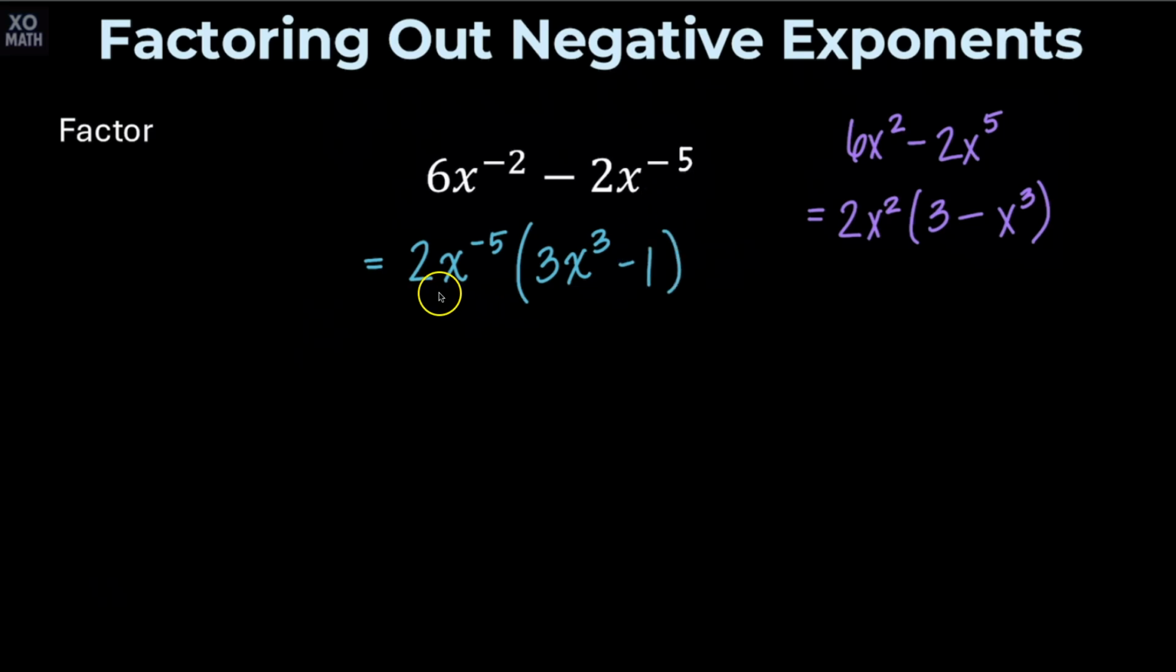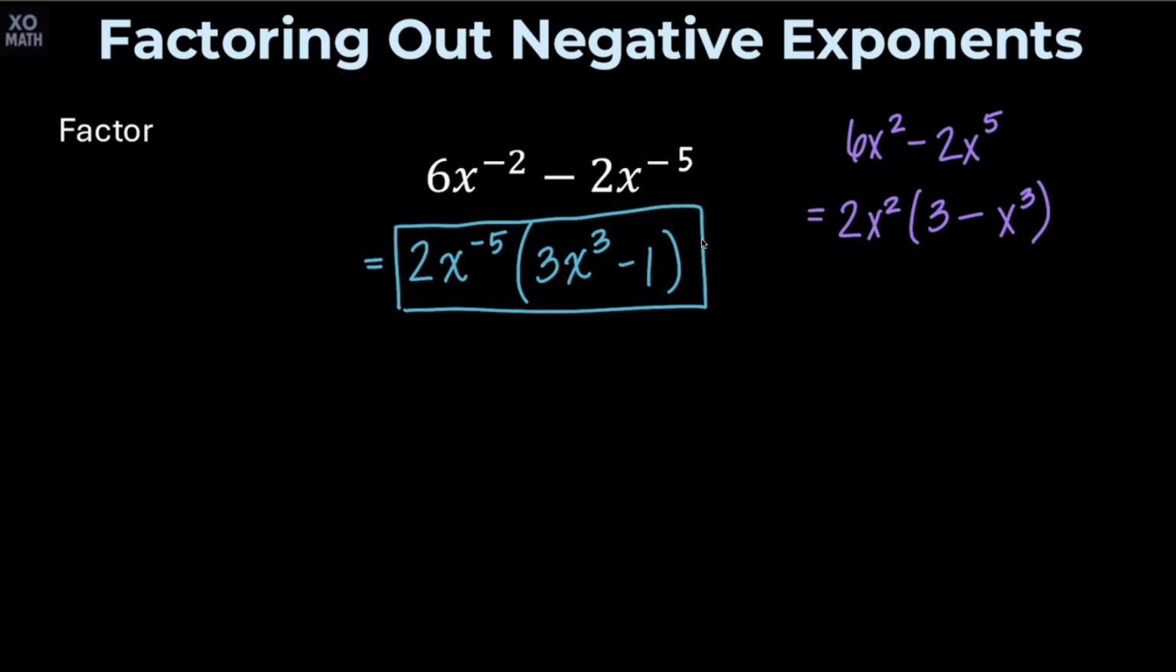And let's just take a moment to think about distributing this back in. So 2 times 3 is 6. X to the negative fifth times x cubed is going to give us x to the negative 2. We add those exponents together. And then 2x to the negative 5 times negative 1 does give us negative 2x to the negative fifth. So this is factoring out 2x to the negative fifth.